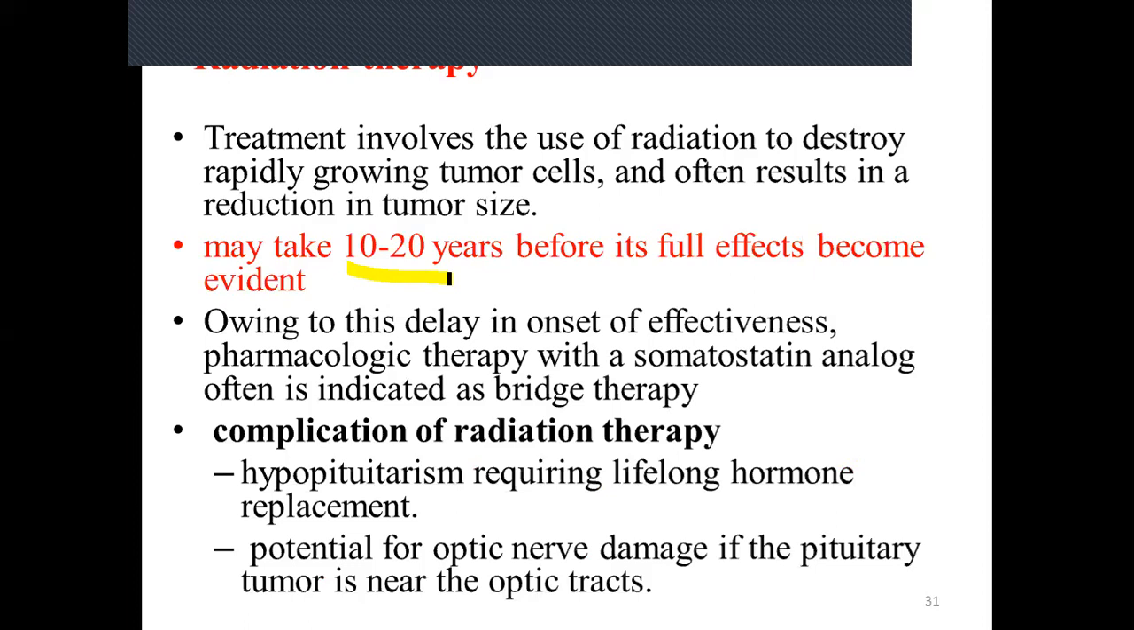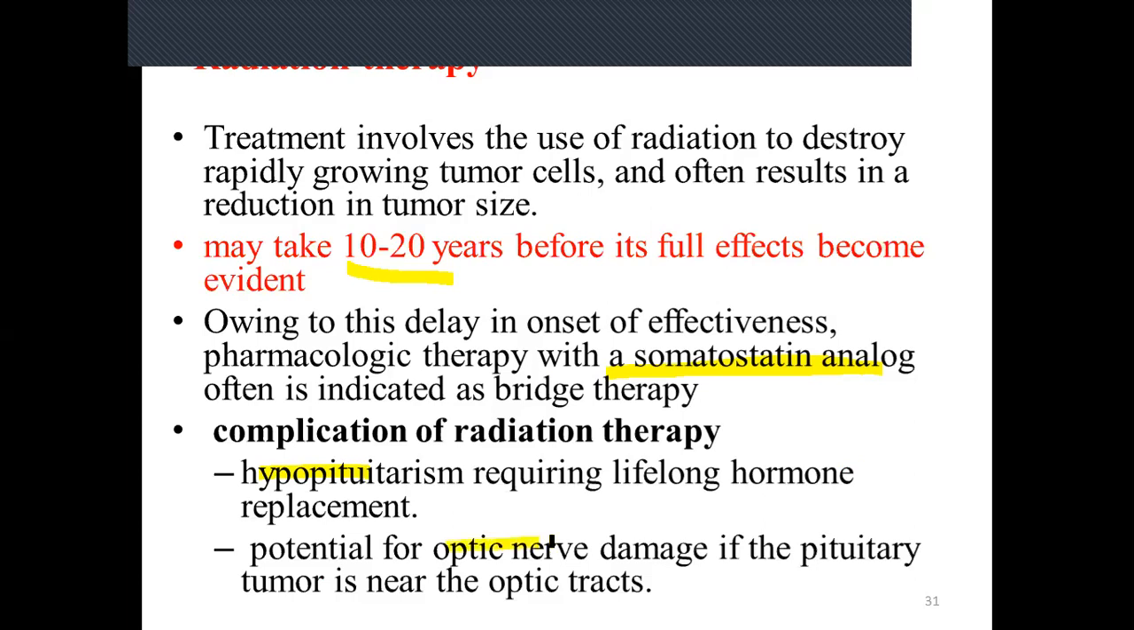So because of the delayed onset of action, pharmacological therapy is usually indicated as the bridge therapy in the majority of the patients. But apart from that, radiation therapy actually has a lot of complications. Despite its delayed onset of action, it can even cause permanent hypopituitarism. So the patient is supposed to be on lifelong hormonal replacement. That is a major problem.